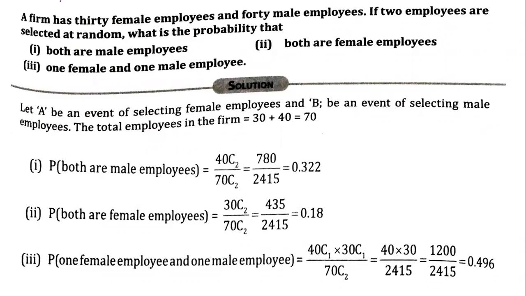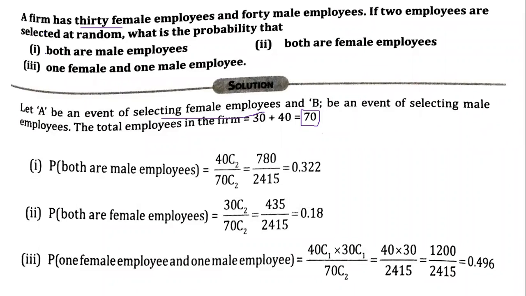Okay, now let us define the event. Let event A be the selection of female employees and event B be the selection of male employees. So what is the total number of employees? There are 30 female and 40 male, so there are 70 employees in total in the company.